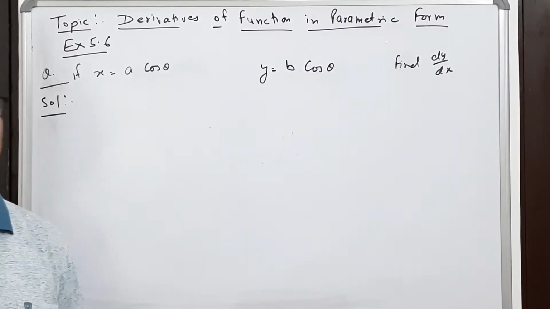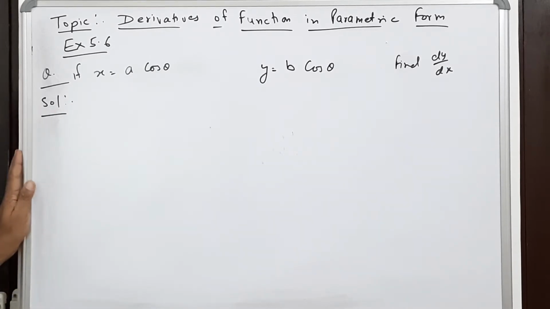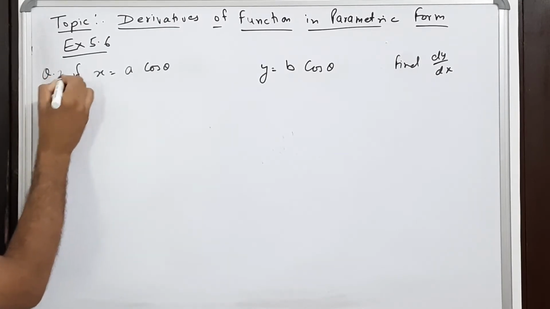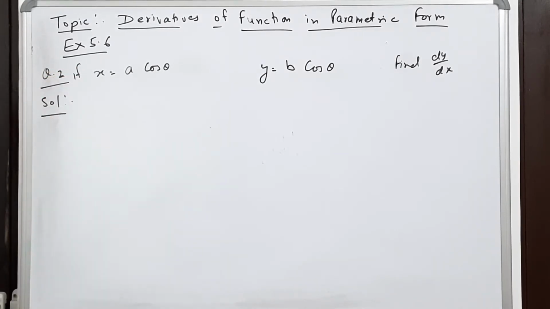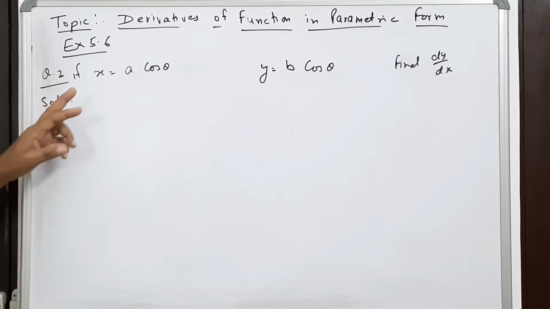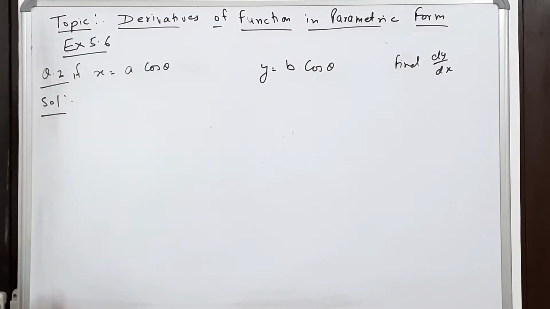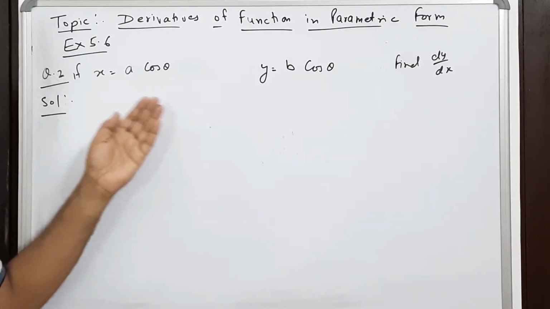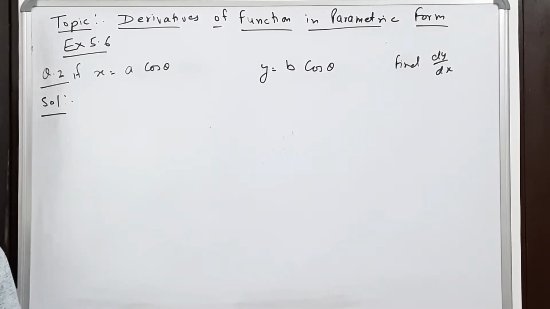Hello students, we have already started the derivative of a function in the parametric form, and today I am taking the second problem from exercise 5.6. Now parametric form means x is not given in terms of y or y is not given in terms of x, but x and y are given in terms of some other parameter.